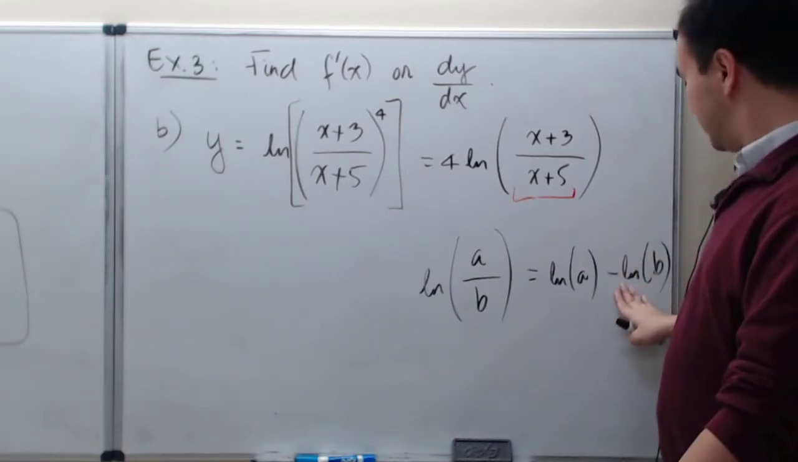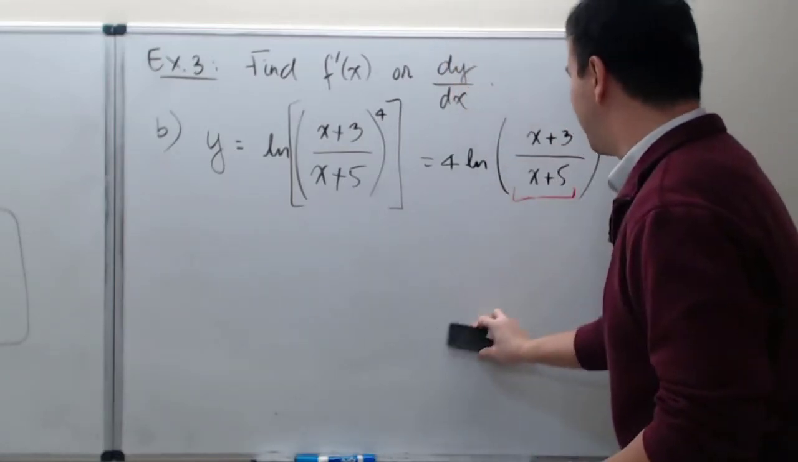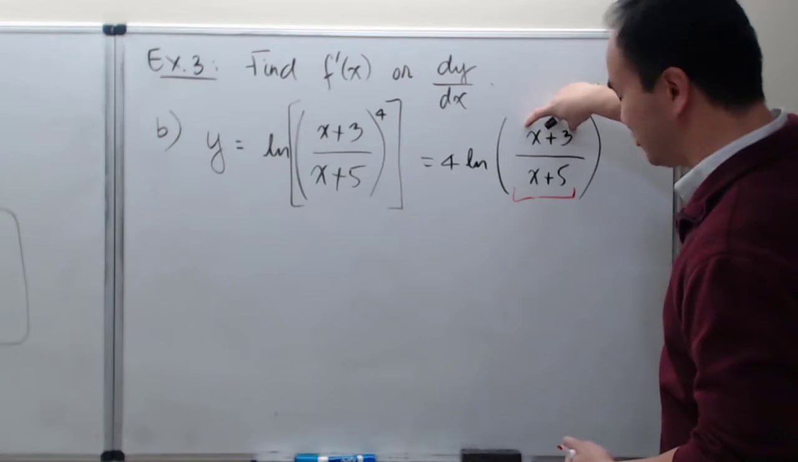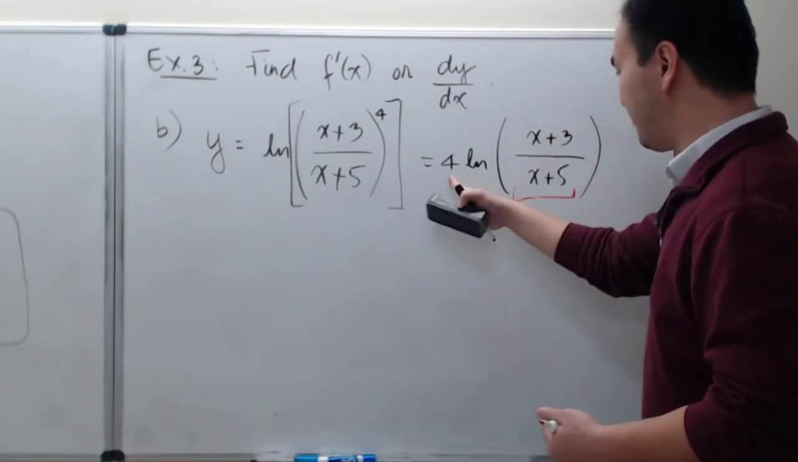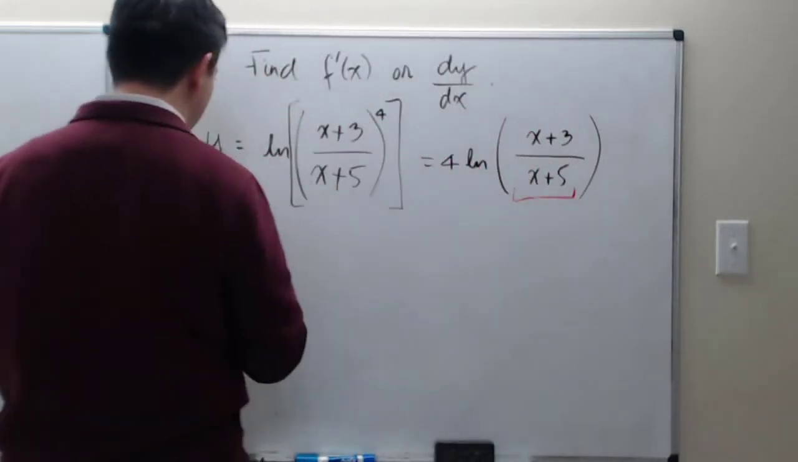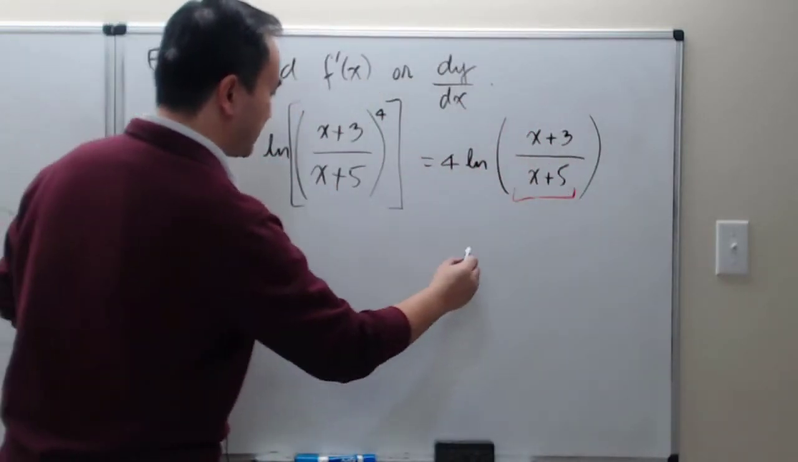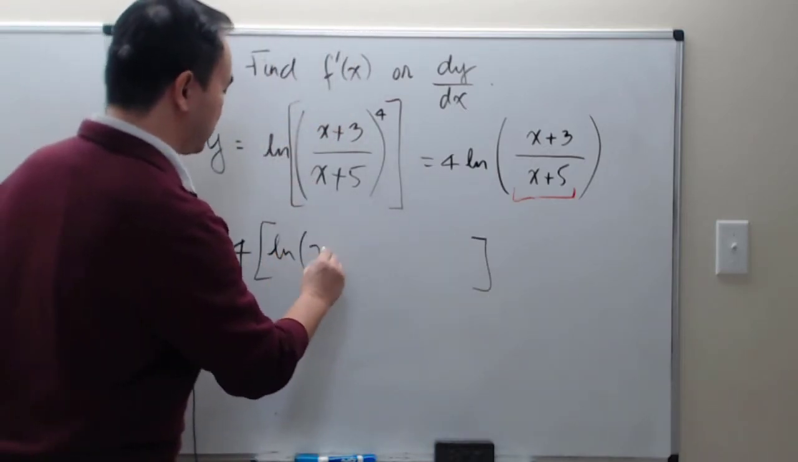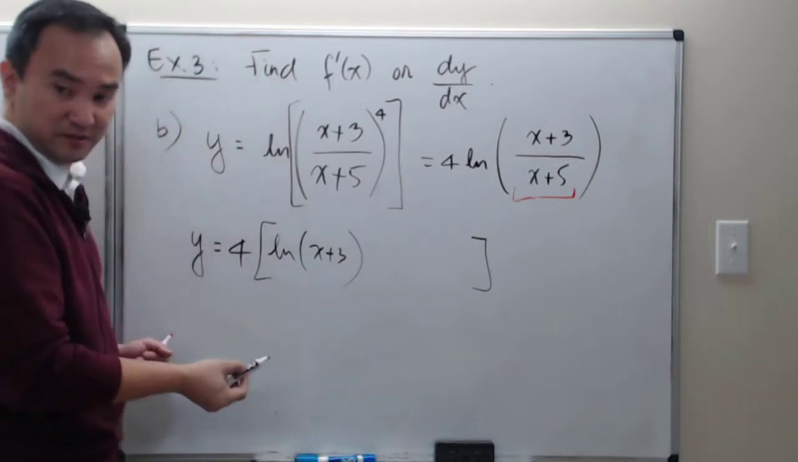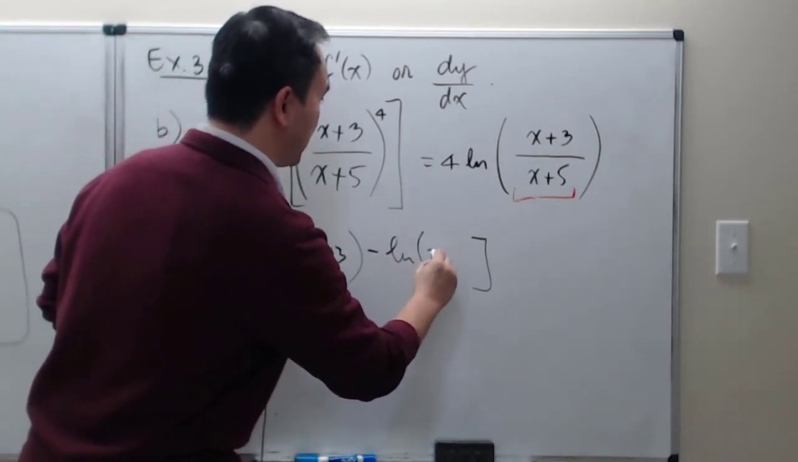So how is this useful for our current problem? Right here, this is A, the numerator. And x plus 5 is B, the denominator. And we have a total coefficient 4. So in the next step, I would write y equals 4, and I'm going to open a pair of brackets right here. Now I'm looking at natural log of x plus 3, minus natural log of x plus 5.